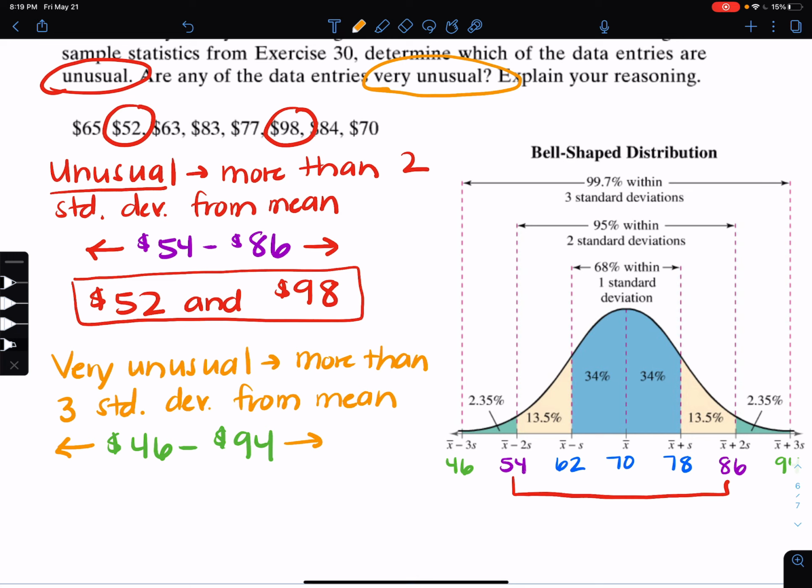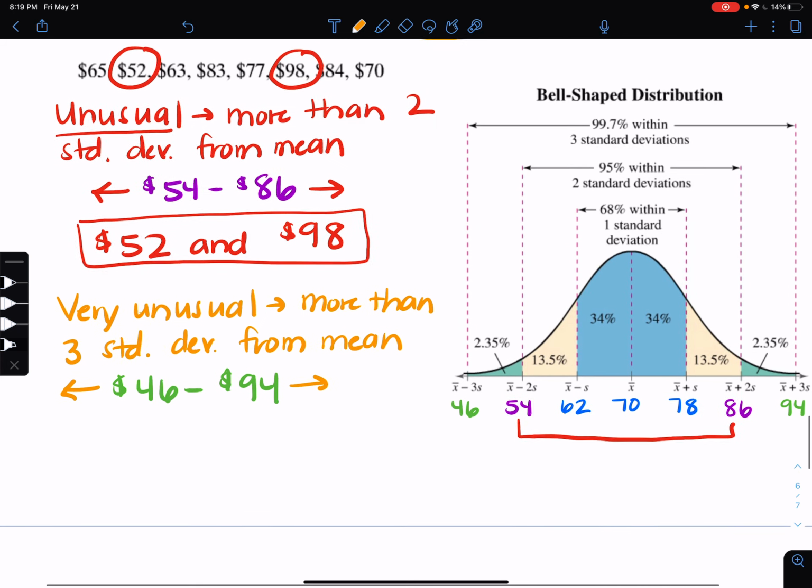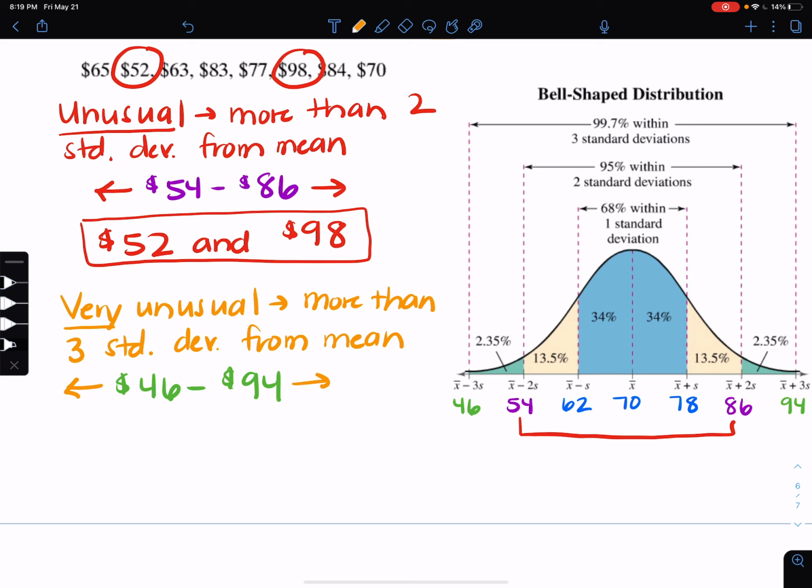So of the 2 unusual values, 52 is not past the 3 standard deviation mark. It's within 46 and 94. But 98 is beyond the 3 standard deviations. So of those 2, I would say, well, 98 is considered very unusual because not only was it more than 2 standard deviations away from the mean, it was also more than 3.